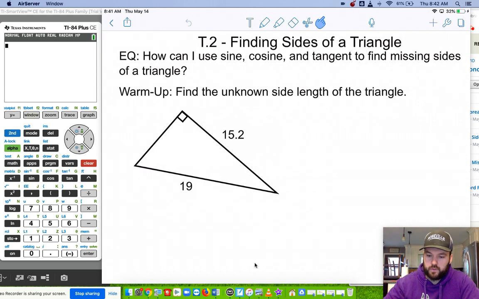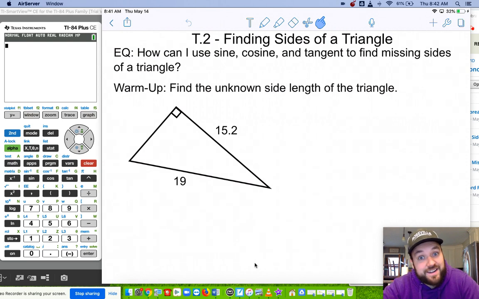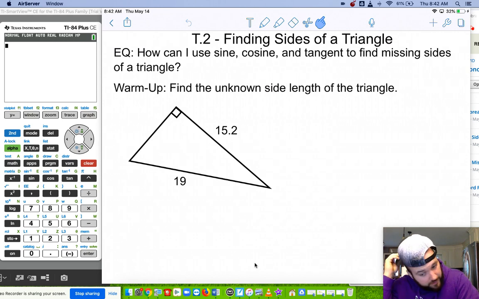So our EQ is how can I use sine, cosine, and tangent to find missing sides of a triangle. Hopefully those words sound familiar. SOHCAHTOA, maybe you've heard of before. We'll talk about all that in just a second. First, a quick little warm-up.